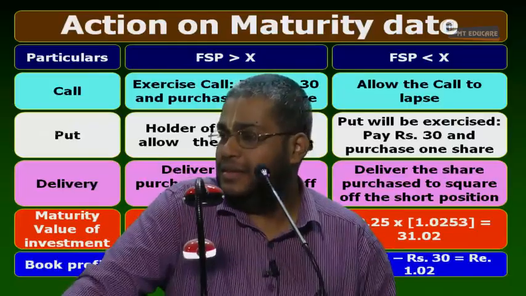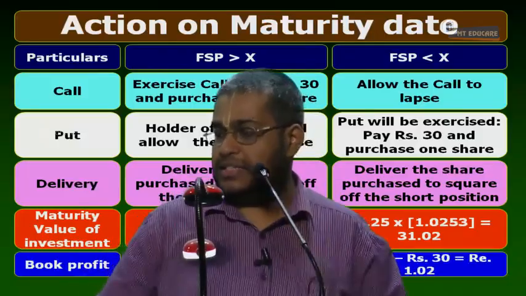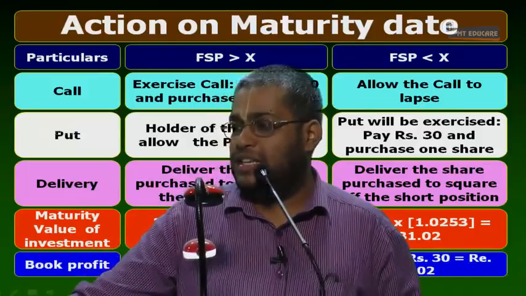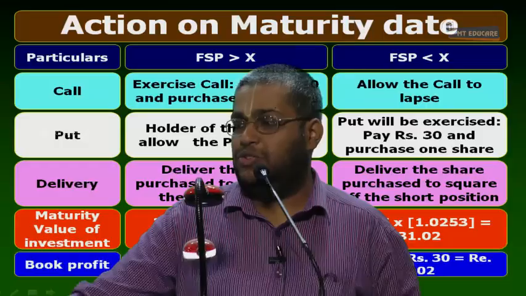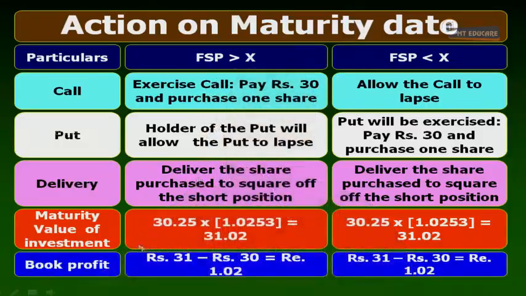Last step. Sorry, it is 31.02. Profit is 31.02 minus 30. Please note the last book profit: 31.02 minus 30. That 0.02 is missing.